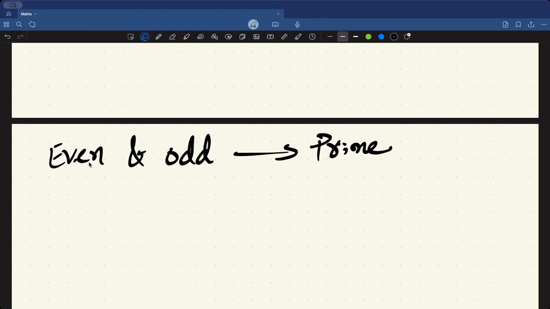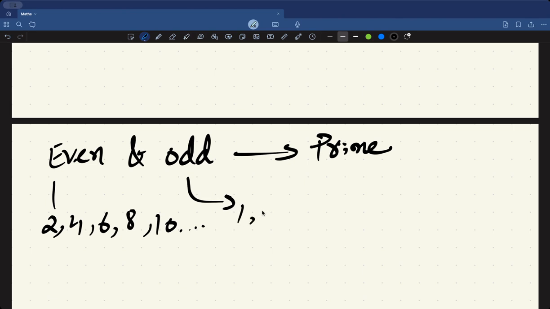Now we know that even numbers are numbers which are in twos, right? For example, you got 2, 4, 6, 8, 10, and so on. And similarly for the odd numbers, you can say that they start from 1 and they increment with 2. So 1, 3, 5, 7, 9, 11, and so on.